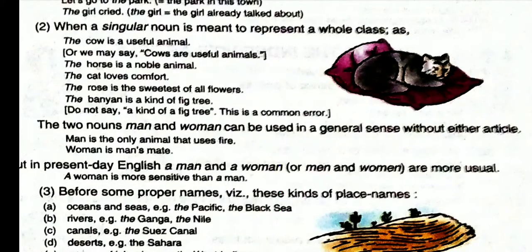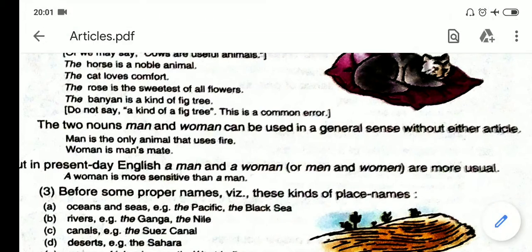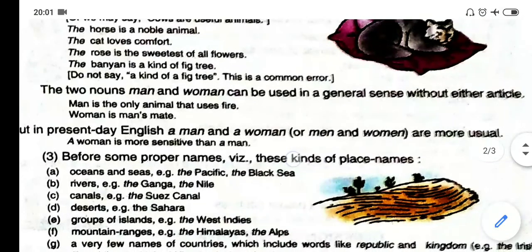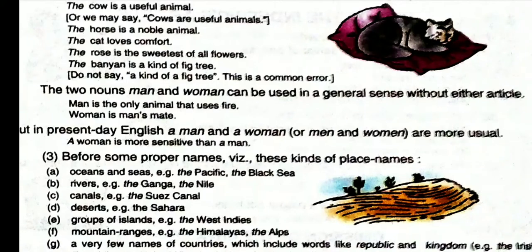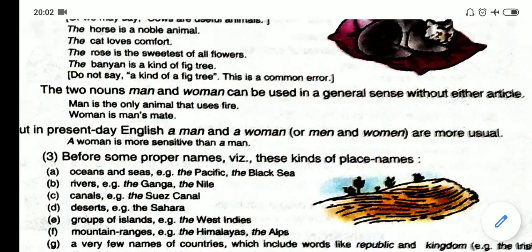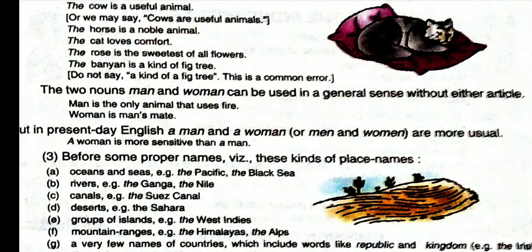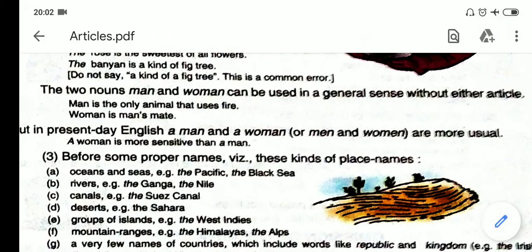The two nouns, man and woman, can be used in a general sense without either article. Man, you can use without an article. You don't need to say a man or a woman, or the man or the woman. You can use them without the article. But in present-day, modern English, we do use the indefinite article a with woman and with man. A man and a woman. A woman is more sensitive than a man. But you can also say woman is more sensitive than man without any article. So these are some rules that you need to know.